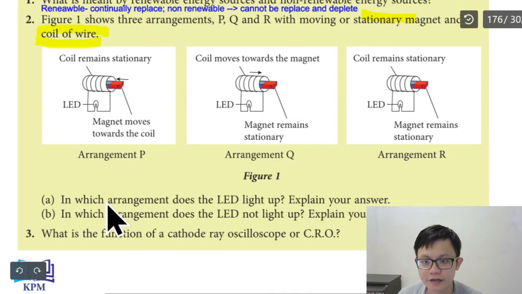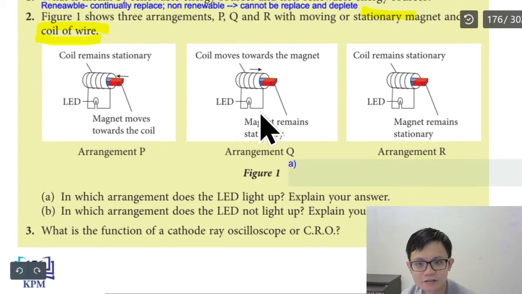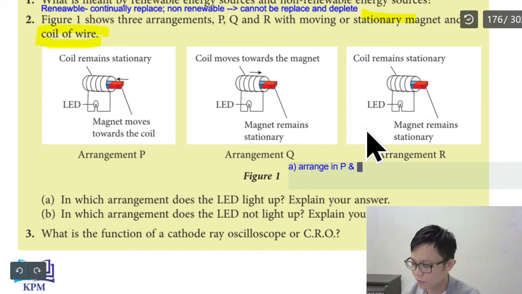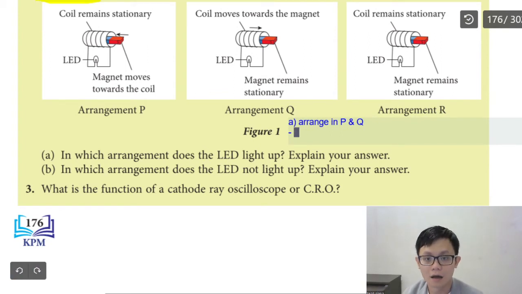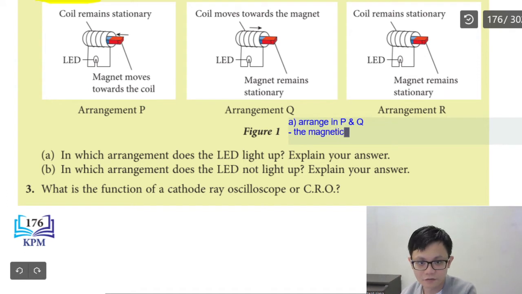Okay, so in which arrangement does the LED light up? Explain your answer. Okay, so the answer will be P and Q. I just write the key point: arrangement P and Q. Because the magnetic field is cut. Correct or not?